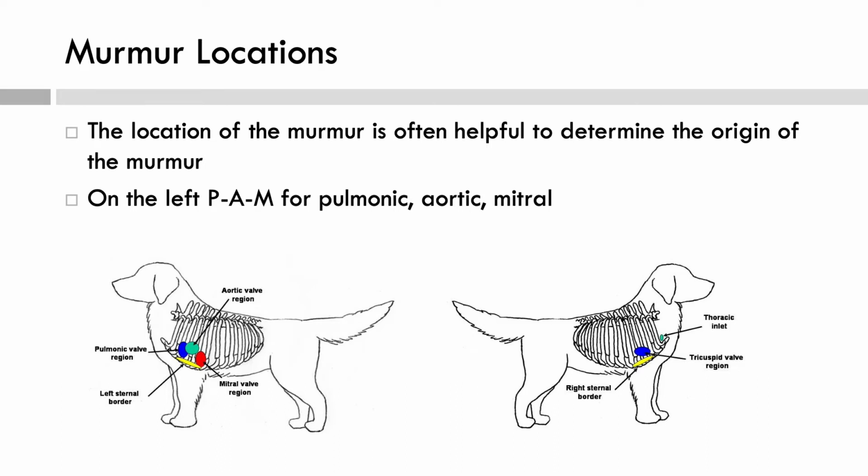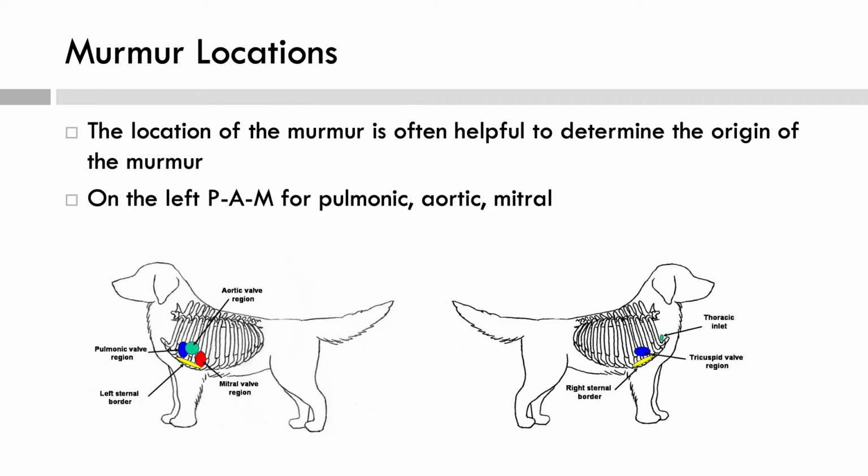The region right by the sternal border is where cats often have murmurs heard best, either on the left side of the chest, just at the sternal border, or on the right side. So often if you listen to a cat right at the sternum and inch a tiny bit to the left or the right, that's the best way to pick up a murmur in a cat.